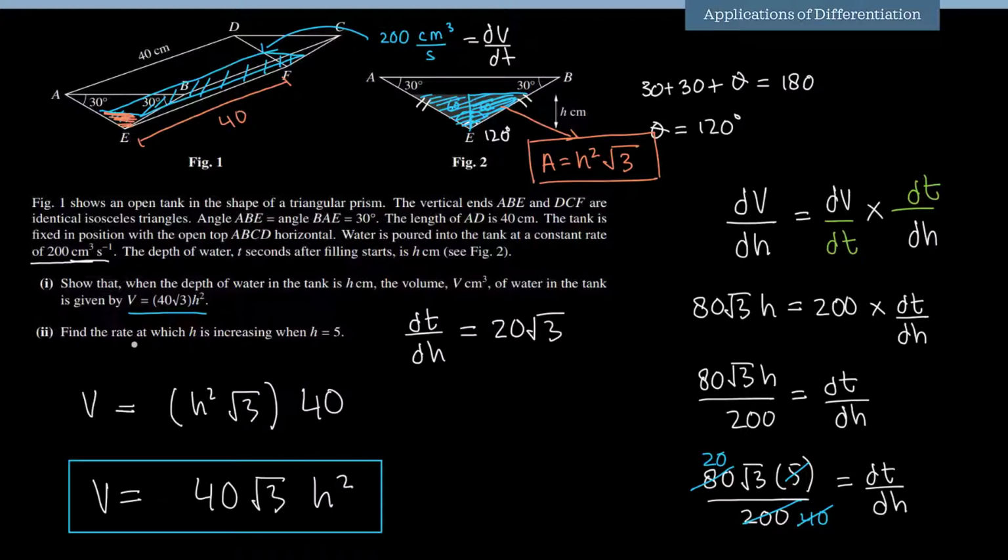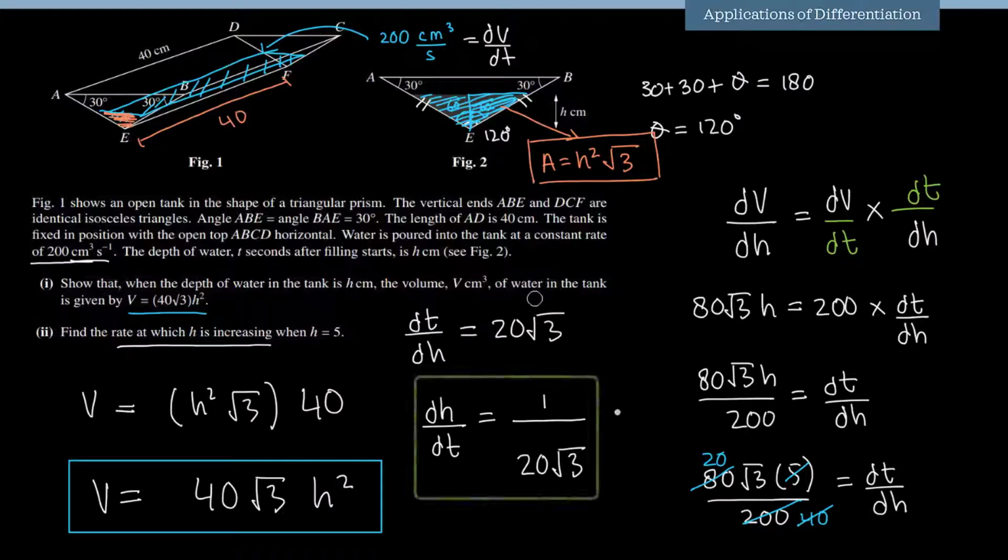I needed to find the rate at which h is increasing. So meaning I need to find dh upon dt. So I'll reciprocate this and I'll get dh upon dt is equal to 1 upon 20 square root 3 centimeters per second. This is the answer to the second part of the question.